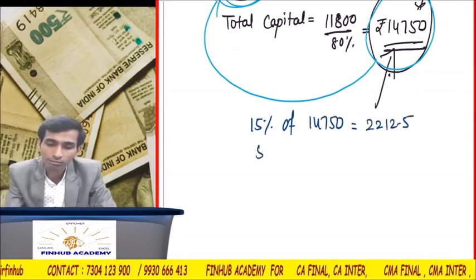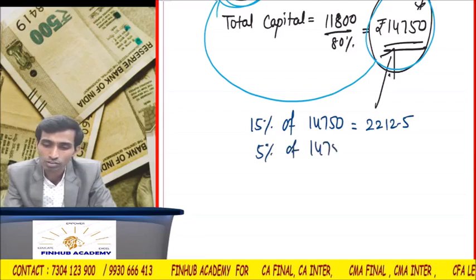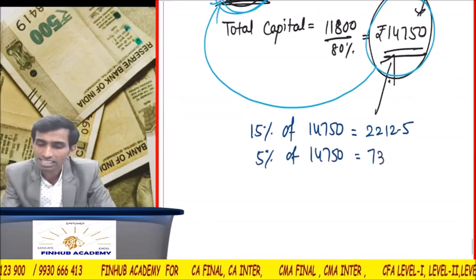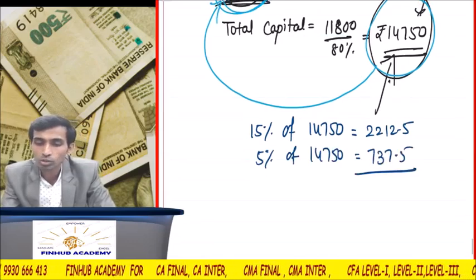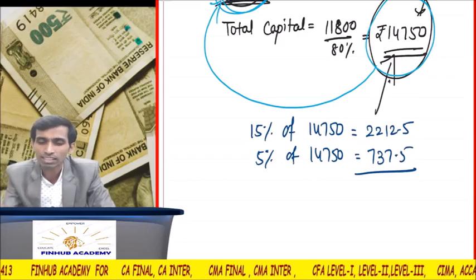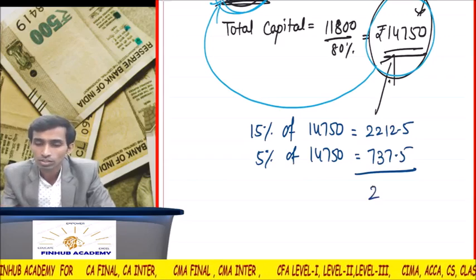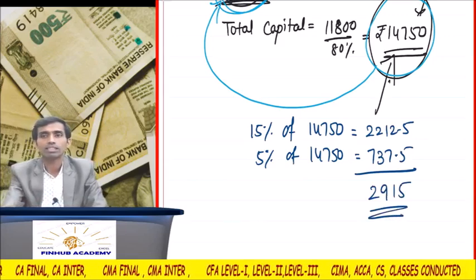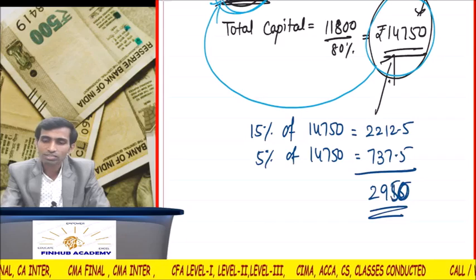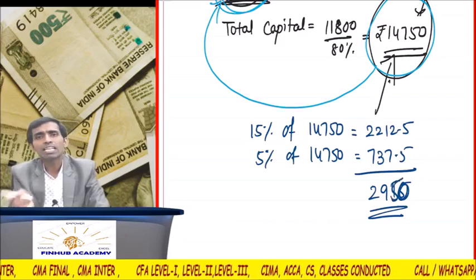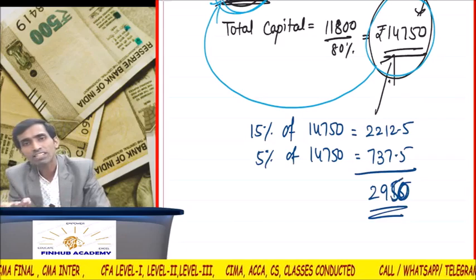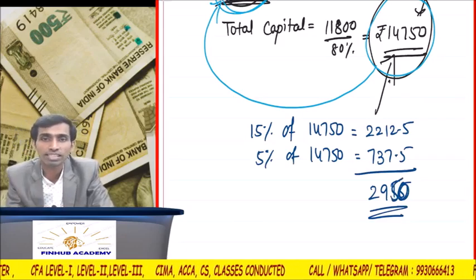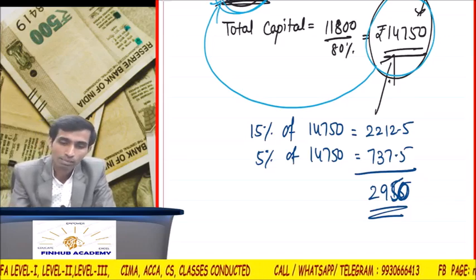2212.5. And 5% of 14,750 is how much? 737.5. This total will come to how much? That is what we recently calculated now. The difference, how much? 2,950. See, same. Okay. And the remaining from the retained earnings. So every capital investment is coming from different sources. No equity is issued, and your cost will also remain constant. Okay.